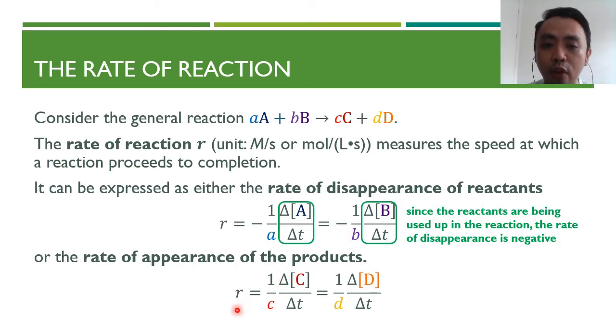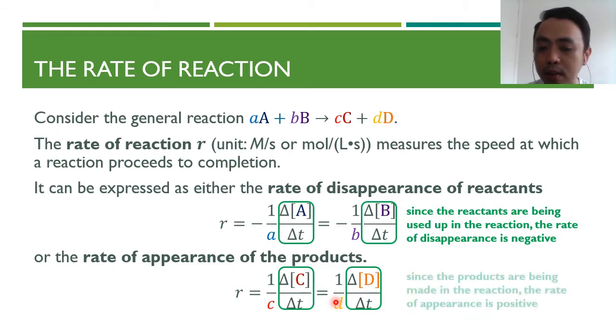Meanwhile, for the value of R in terms of the rate of appearance of the products, we notice that there is no negative sign here. The reason being that the rate of appearance of the products, the one inside the squares, should have a positive value. The reason for this is that the products are being made in the reaction. Therefore, as time goes by, the amount of C and the amount of D is increasing.